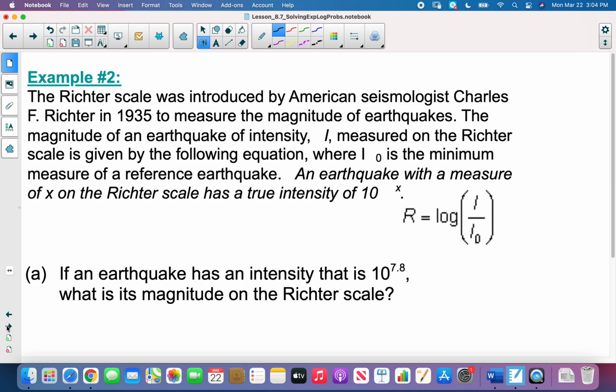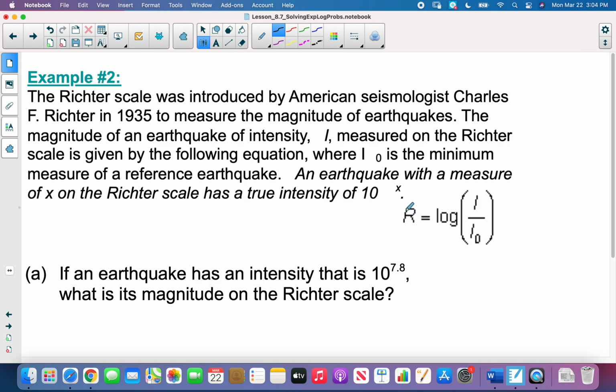Okay, here is the earthquake problem. The Richter scale was introduced by American seismologist Charles Richter in 1935 to measure the magnitude of earthquakes. The magnitude of an earthquake of intensity I measured on the Richter scale is given by the following equation, where I0 is the minimum measure of a reference earthquake. An earthquake with a measure of X on the Richter scale has a true intensity of 10 to the power of X. So here's the formula.